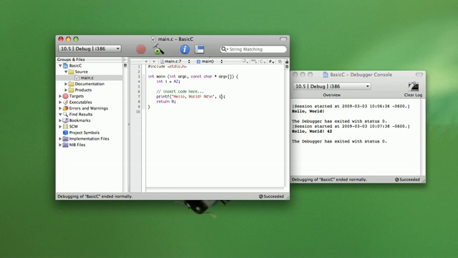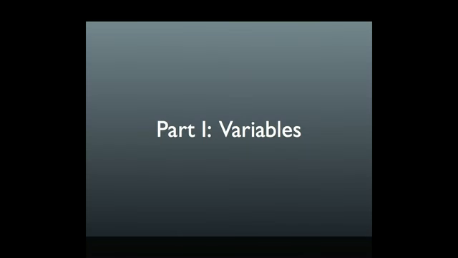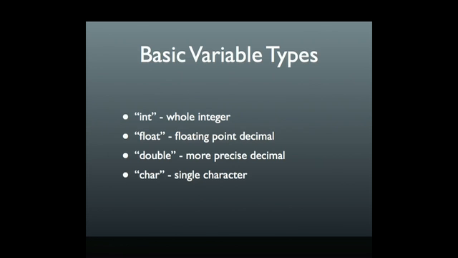Now let's discuss variables a little bit more in depth. In the C programming language, there are 4 basic types of variables from which all of the variables are derived. The first one is an int, which is a whole integer. It does not have any decimal point. The second one is a float, which does have a decimal point. The third one is a double, which is a more precise float. And the fourth one is a char, which is a single character. Now technically, a char is actually a numeric value, but we'll discuss a little bit more about strings in C later.